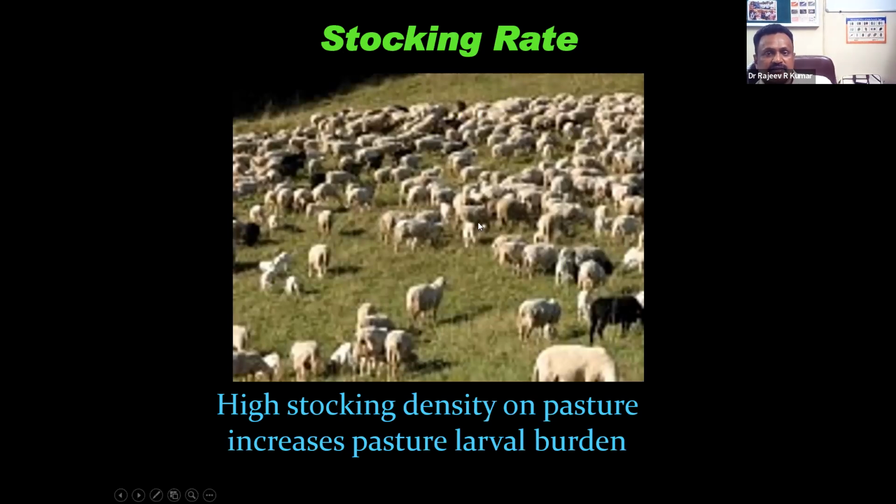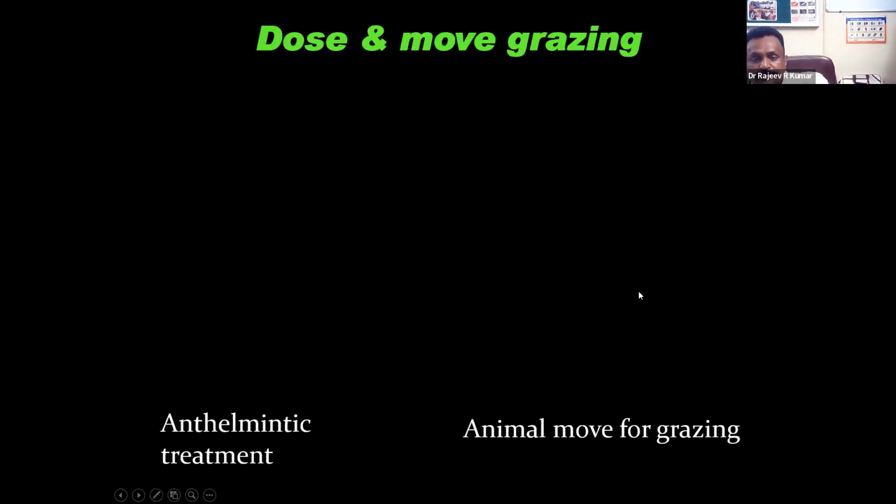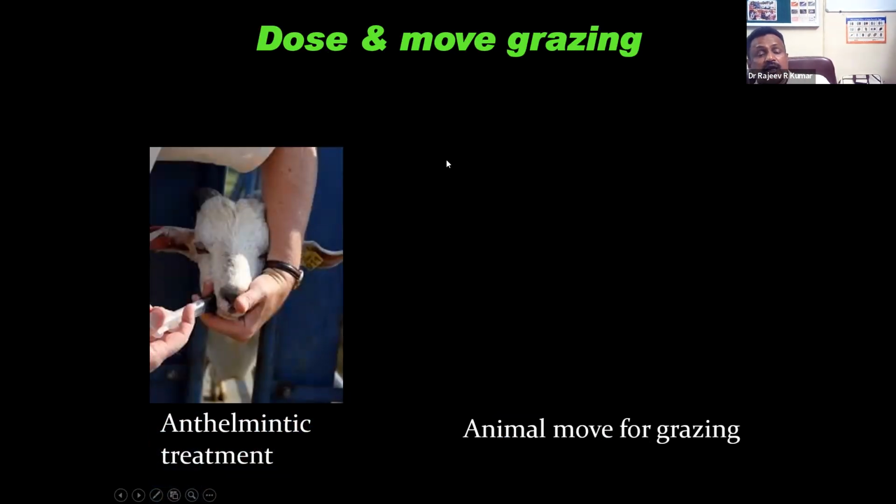Then stocking rate, it is important. High stocking density on pasture increases the pasture contamination level or pasture burden. So always try to keep fewer animals grazing on a pasture for a shorter duration of time. High density increases the incidence of diseases. Lower density decreases the incidence of infection.